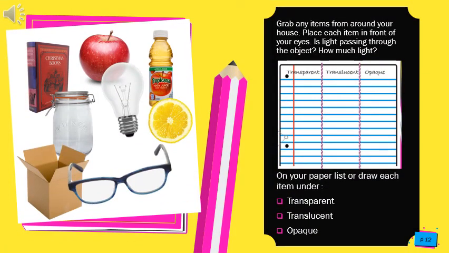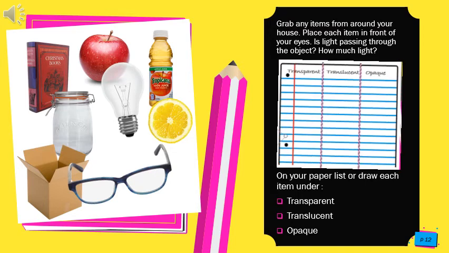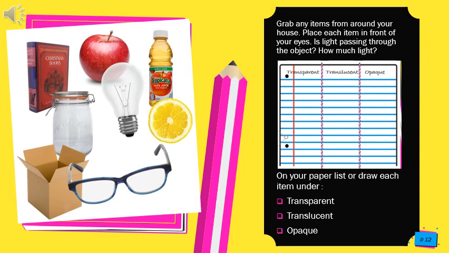You can pause the video while you grab items from around your house. Any items will work. Try to find about 6. Place each item in front of your eyes. Is light passing through the object? How much light? On your paper, you're going to list or draw each item under transparent, translucent, or opaque.